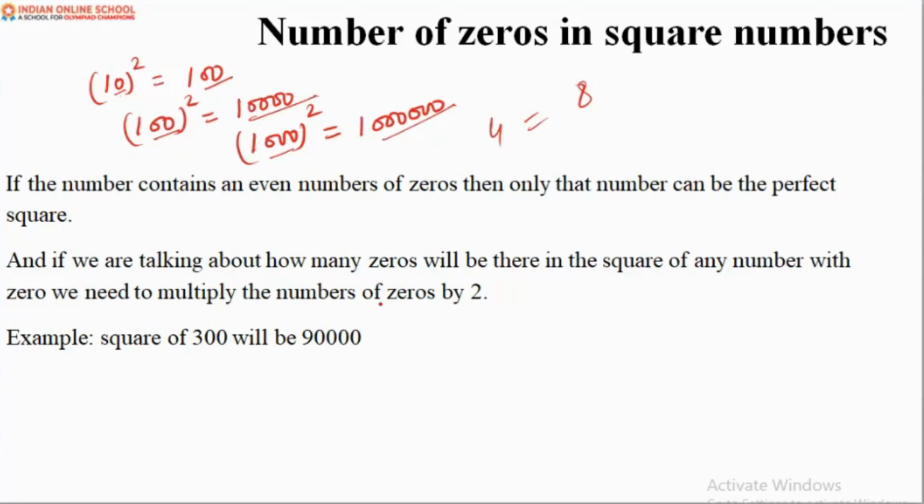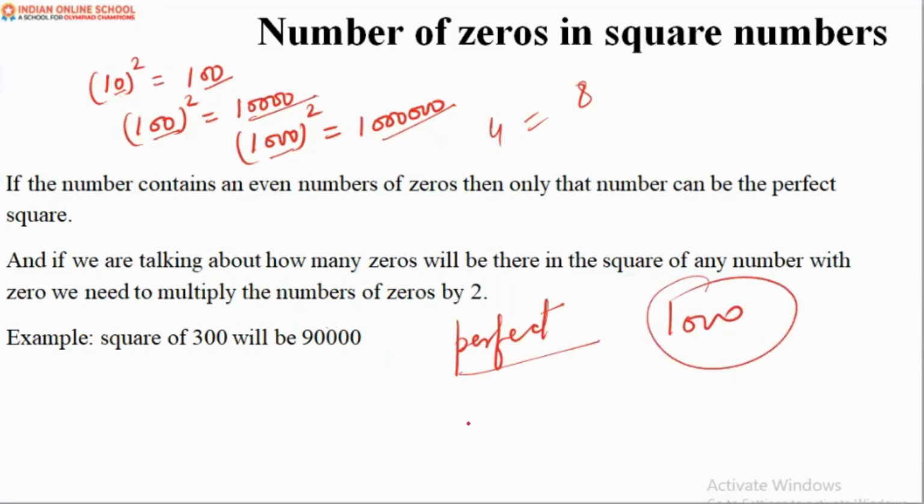Understood? So if the number has an even number of zeros, then only that particular number will be a perfect square. Otherwise, it cannot be a perfect square. Understood? If one number is 1,000, could it be a perfect square? No, ma'am. No? Okay, if the number is 100, then it would be a perfect square? Yes, ma'am. If the number has 8 zeros, could it be a perfect square? Yes, ma'am. Understood now about the number of zeros? Okay.